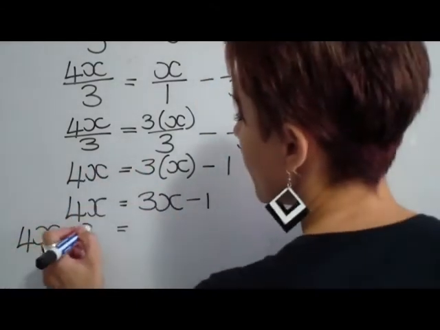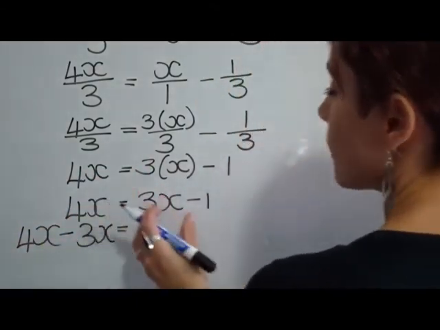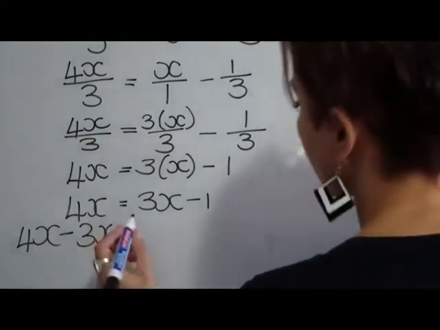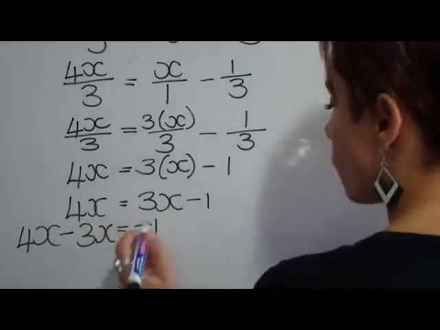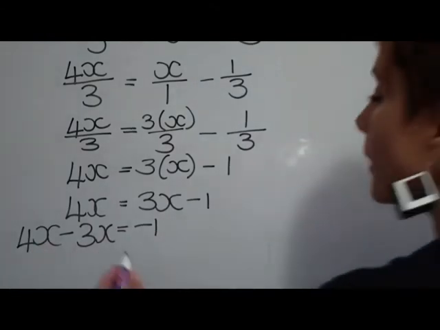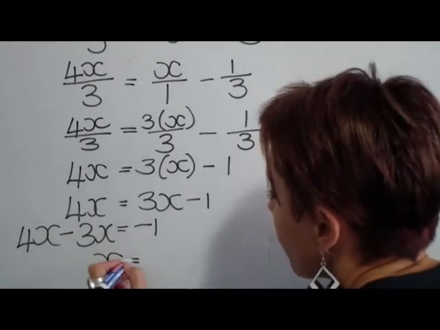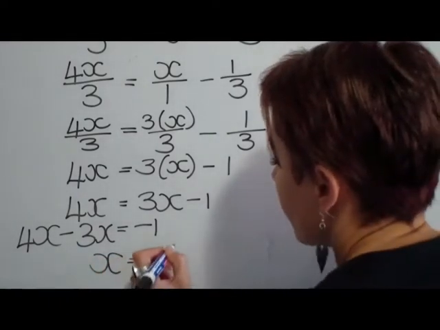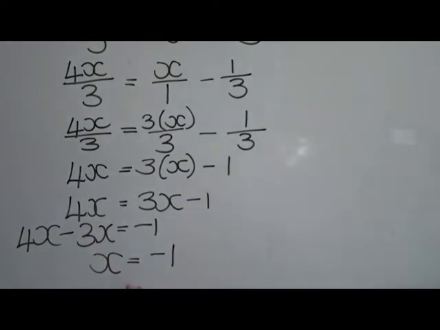4x, hy gaan oor minus 3x, 4x, this one comes over, it becomes a negative 3x, that is equal to negative 1, negatief 1. En as jy, okay, 4x minus 3x, dit is 1x, of net x. En x is dan gelyk aan negatief 1. X is then equal to negative 1.